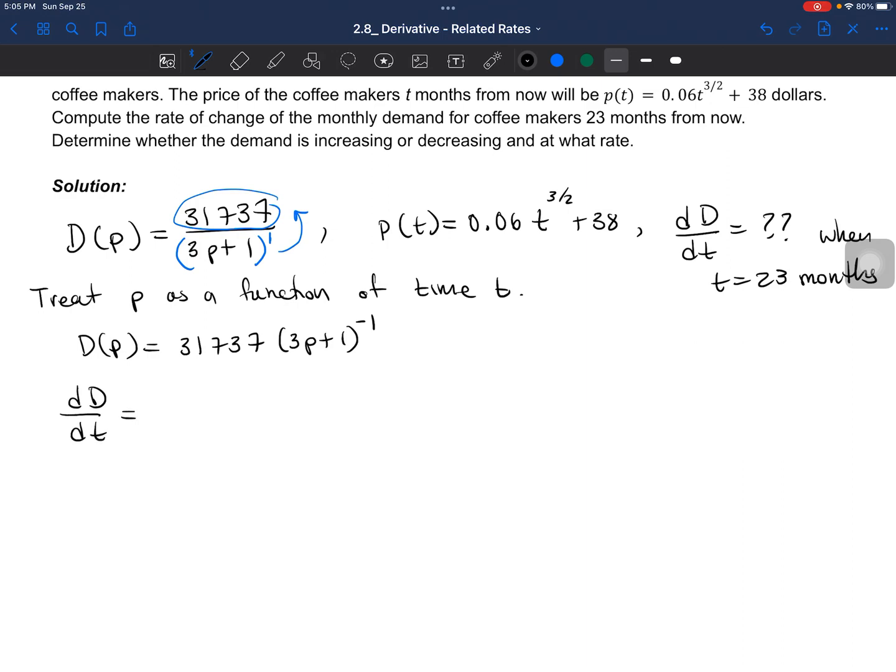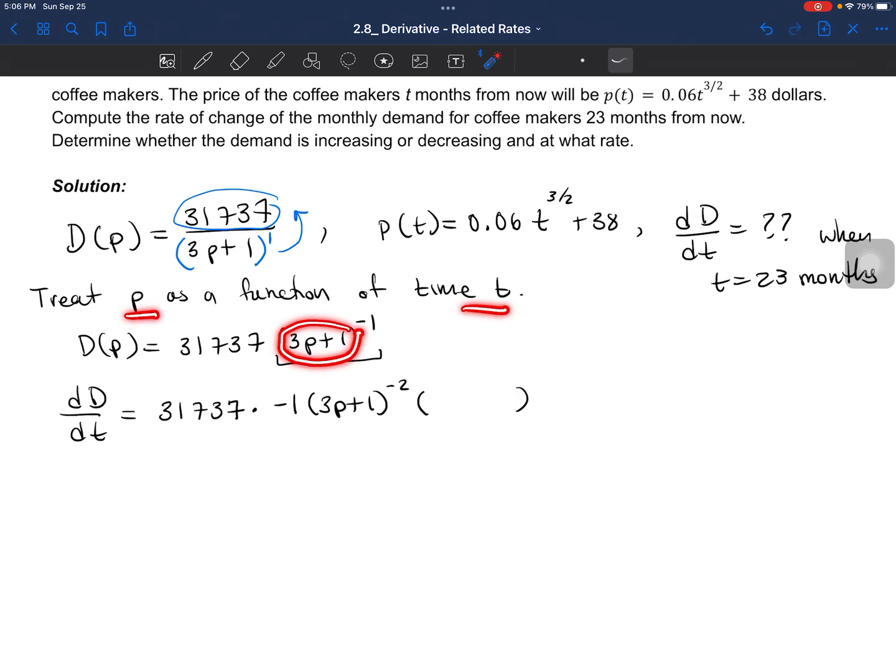So dD over dt, the derivative of this function: the constant is carried over, and we multiply this by the derivative of this. By using the chain rule, we bring down the negative 1, leave the inside as it is, and take away 1 from the power, so negative 1 minus 1 is negative 2, and then multiply by the derivative of the inside. What is the derivative of this? Well, remember that p is treated as a function of time, so this is going to be 3 times the derivative of p with respect to time. So this will be 3 times dp over dt plus the derivative of 1 with respect to time, which is 0, right?